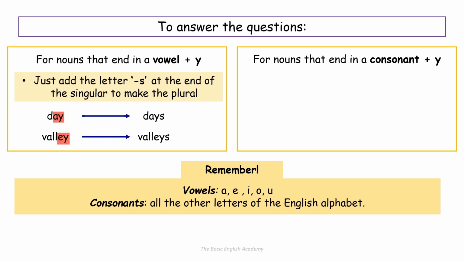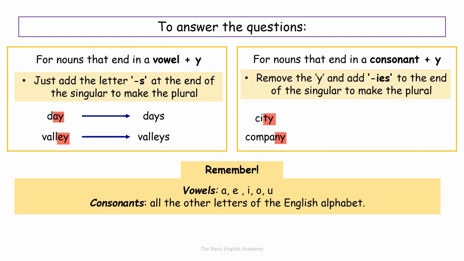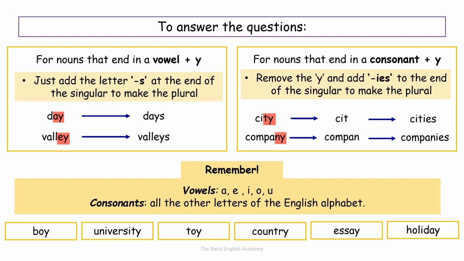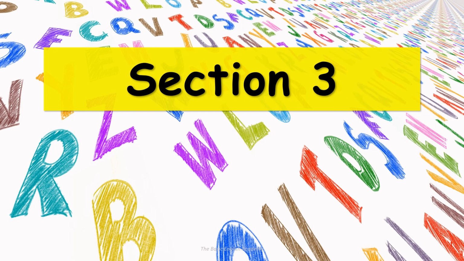For nouns that end in a consonant and the letter Y, these nouns are city. We saw that city ends in the letter T and Y, and company, the letter N and Y. For these nouns, you remove the Y and add IES to the end of the singular to make the plural. As we saw, city becomes cities, company, remove the Y and add IES to make the plural. Do you think you can form the plural nouns of the rest of the nouns that we gave you using these rules? Give it a go.